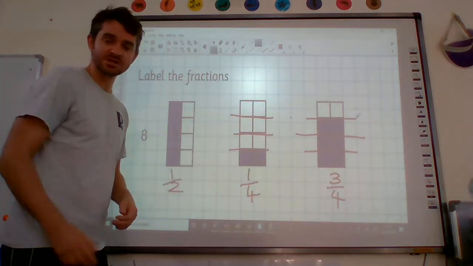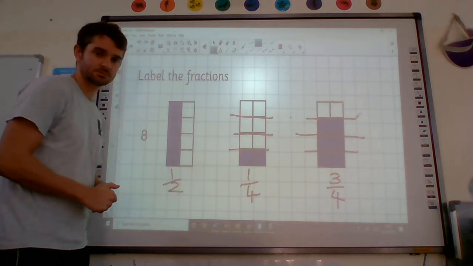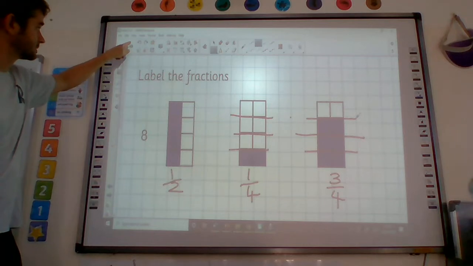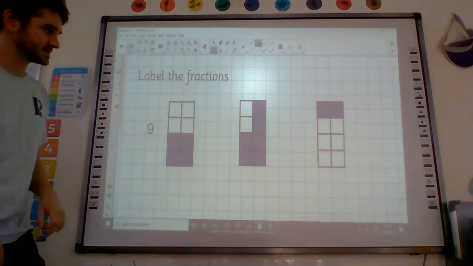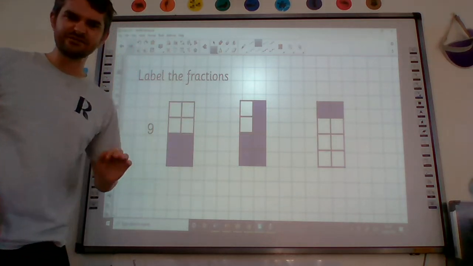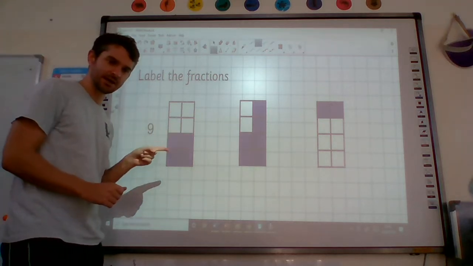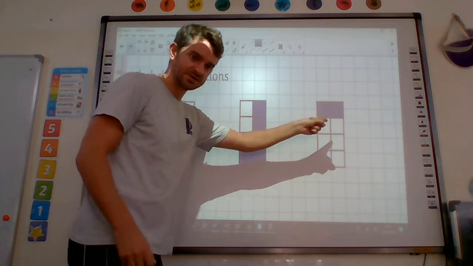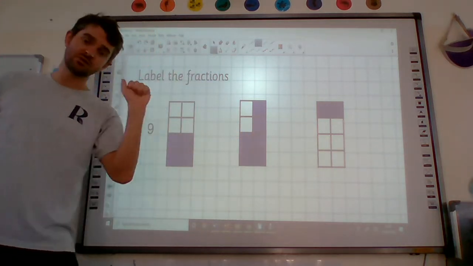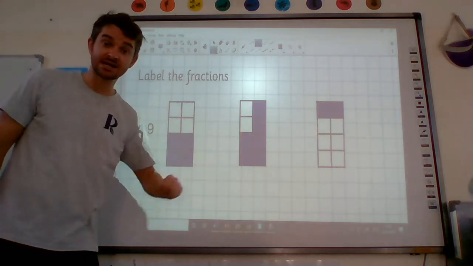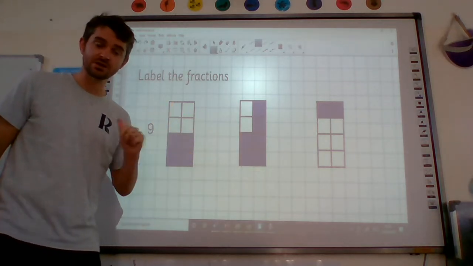How many equal groups have been coloured in? These are the ones that are a bit tricky, but there's plenty of time to practice. See number 9, even trickier. Think about the shapes that we've seen so far. What does this look like? What does that look like? And what does that look like? So far today, we've only looked at 3 fractions, 1/4, 1/2, 3/4. Label these now. 1/4, 1/2, 3/4.